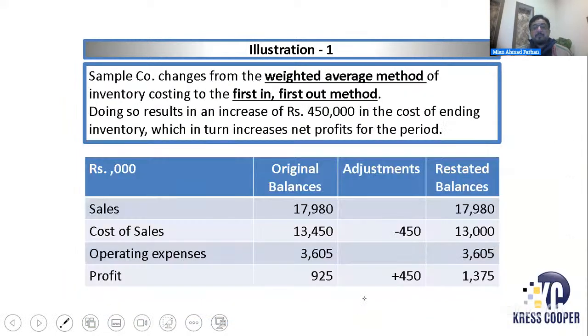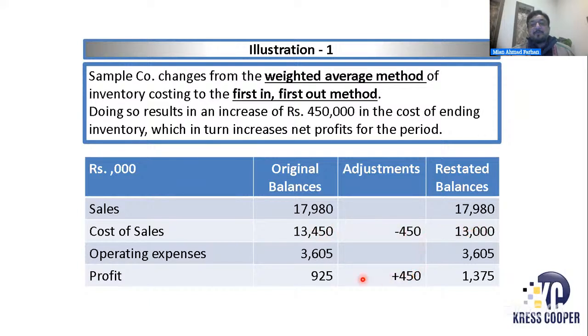Let me give you 1 or 2 very simple illustrations to understand the concept more clearly. Sample company changes from the weighted average method of inventory costing to the FIFO method, first in, first out. Doing so results in an increase of 50,000 in the cost of ending inventory, which in turn increases the profit for the period. So when ending inventory will increase, we know the cost of goods sold will decrease.